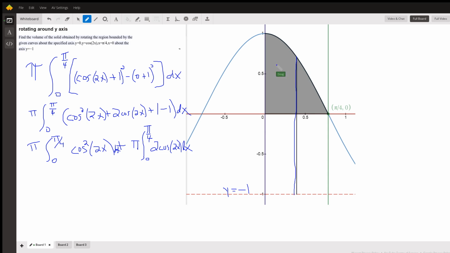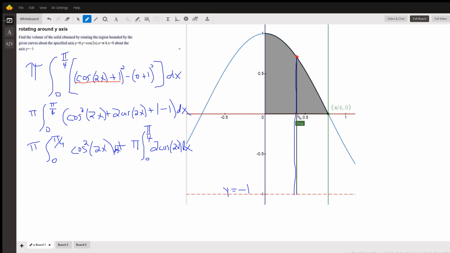Okay, and this expression right here represents the outer radius. It's the distance from the axis of revolution to the outer end of a typical radius. And that would be the top y coordinate, cosine of 2x, minus -1. That would give us this total distance right here. So there's the outer radius. We've got to square that.